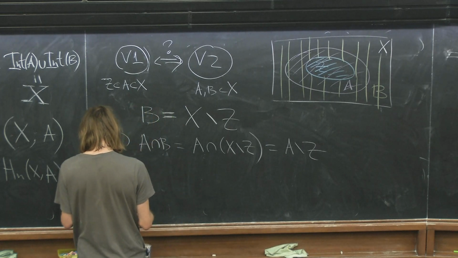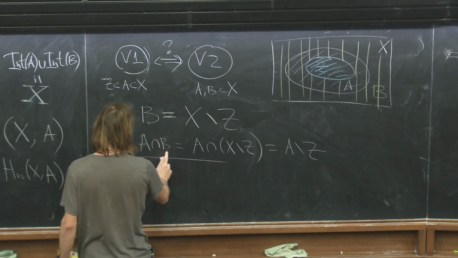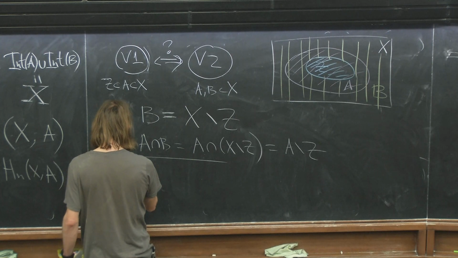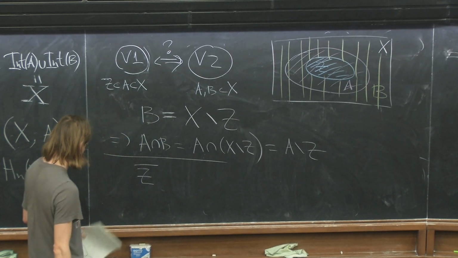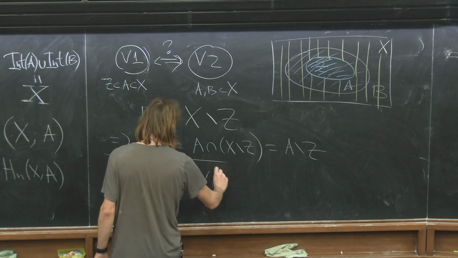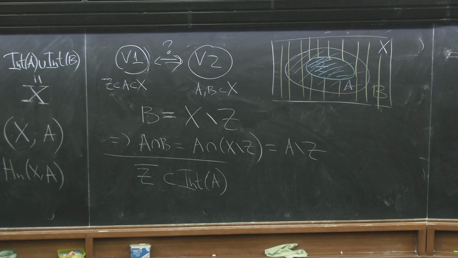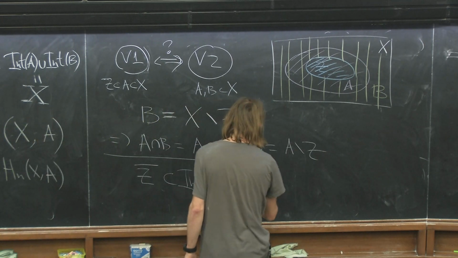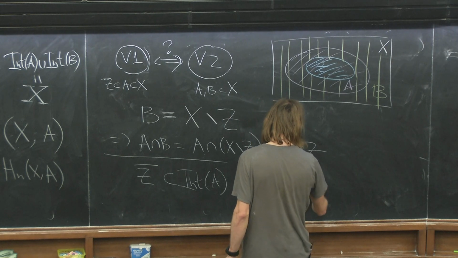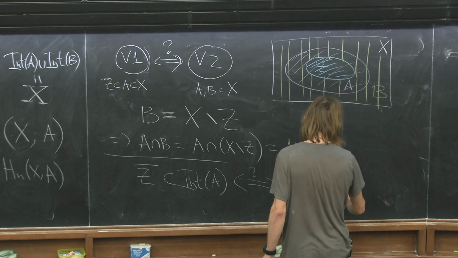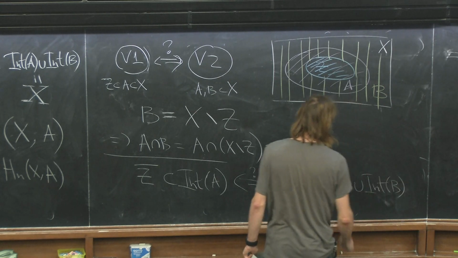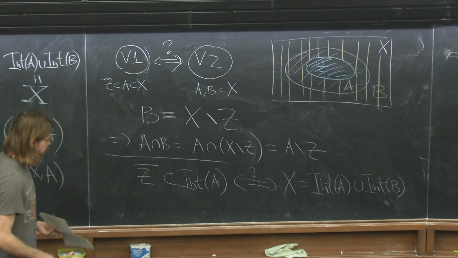And moreover, okay, now we want to check that these conditions are equivalent to each other. So in version 1, we had a condition that the closure of Z was inside the interior of A. I want to see that this is equivalent to the statement that X is a union of the interior of A and the interior of B. Well, how do we see this?